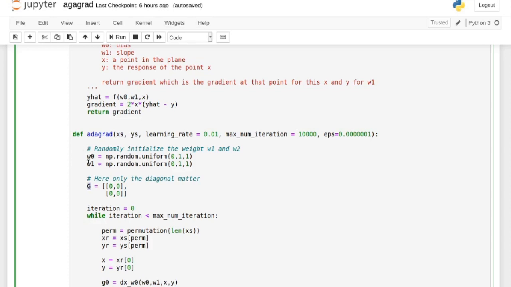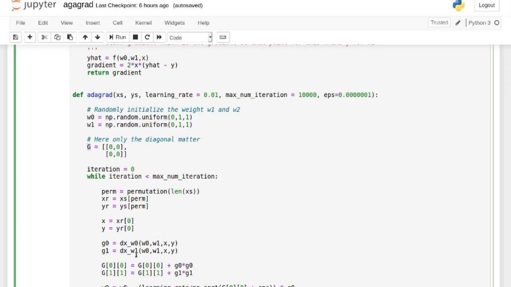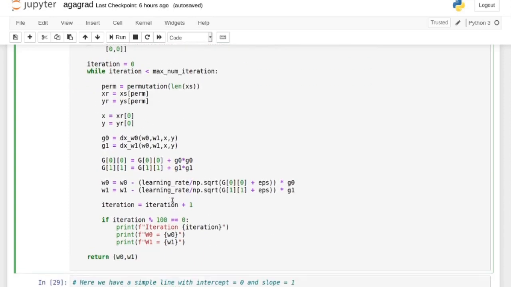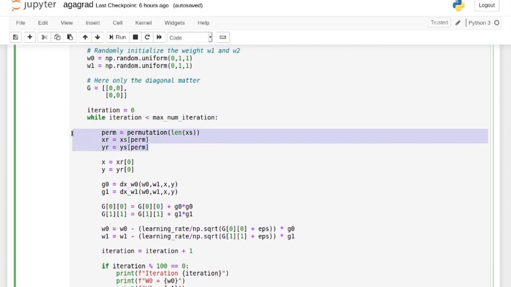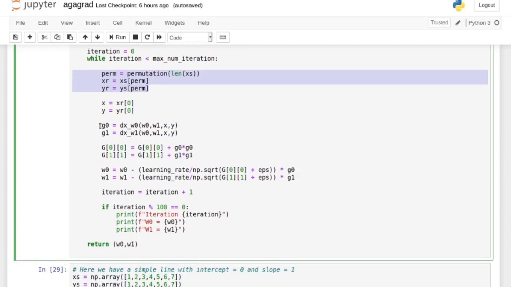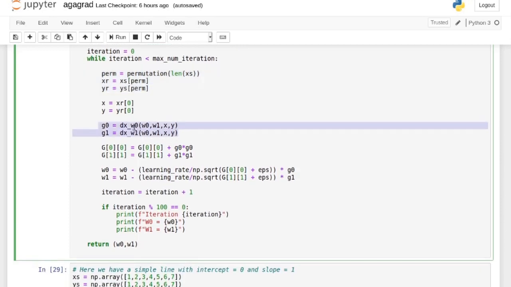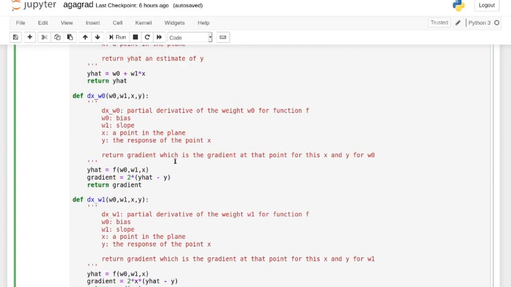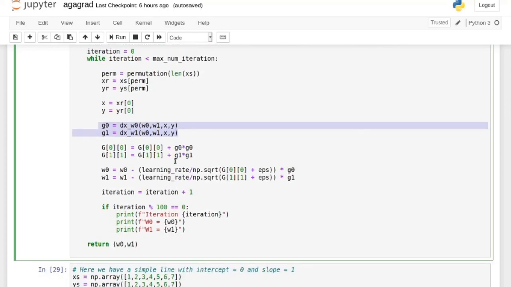So here we initialize W0 and W1 randomly. Here we're creating our matrix, and if you see we have a 2 by 2 because we just have two elements. Over here this is the main iteration loop, really simple stuff. So what we're doing is the stochastic part where we're permuting and then we're taking a random sample. Then we just take that random sample over here, and over here this is where we calculate our gradient by feeding into this function. So those are pretty simple. We just calculate the gradient by hand by doing the partial derivative.